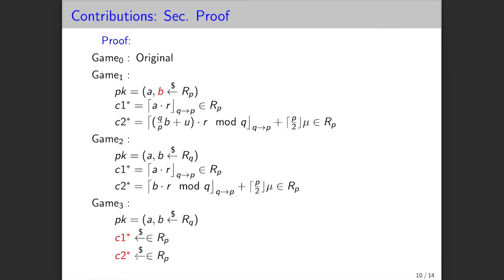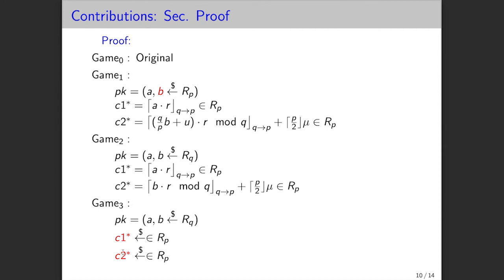For the security proof, we also use hybrid games. Game 1 is our original game, and in game 1 we also replace B with a random element from R_P. Game 2 is indifferent from game 1 because we just replace B with R_P and replace this one with a B. This is identical, and we prove it in our paper. So this is not a new game. This is also game 1.